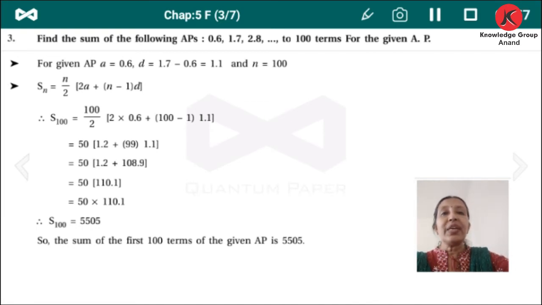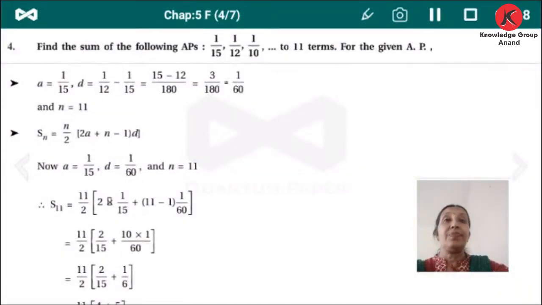Now after simplification, the answer is 5305. So the sum of the first 100 terms of the given AP is 5305. Now question number 4. Find the sum of the following AP: 1 upon 15, 1 upon 12, 1 upon 10, up to 11 terms of the given AP.